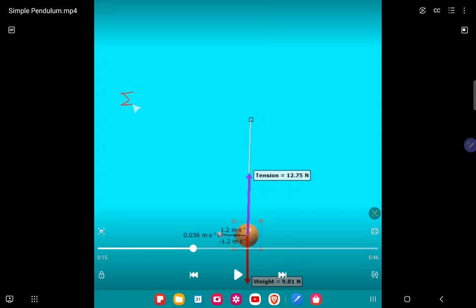Sum of all forces on y equal to mv square over r. R here is actually the length of the string. Now sum of all forces, we have tension this way, and mg, directed downward. So tension minus mg equal to mv square over r.